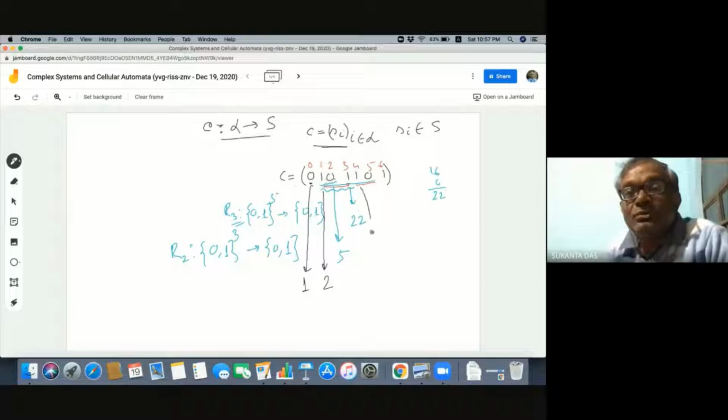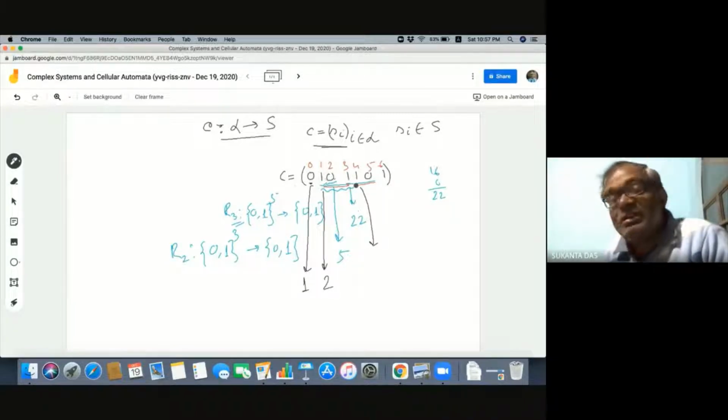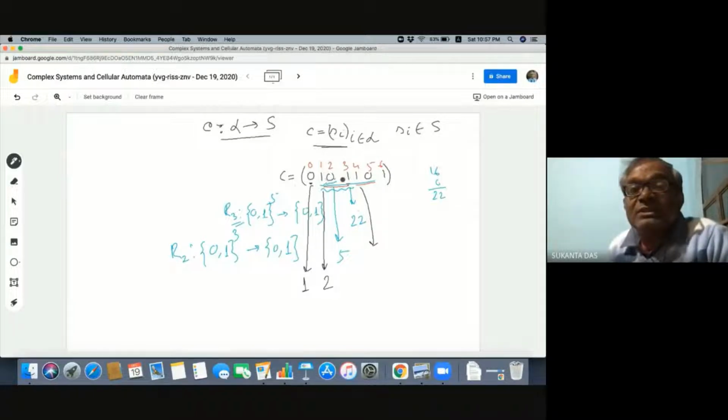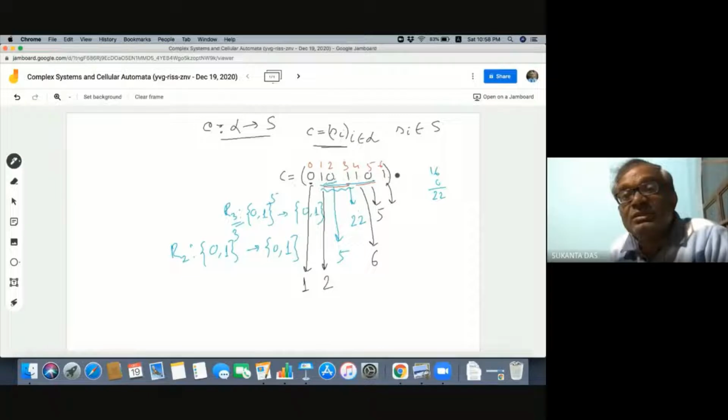For cell 4, recall that for simplicity I have said the other cells depend on left neighbor as well as right neighbor only, so it is 3 neighbor dependency. For R4, left neighbor, self and right neighbor: 1 1 0, it is 6. For cell 5, it is 1 0 1, which is 5. And cell number 6 is 0 1 0, with null boundary condition considered, so it is 2.